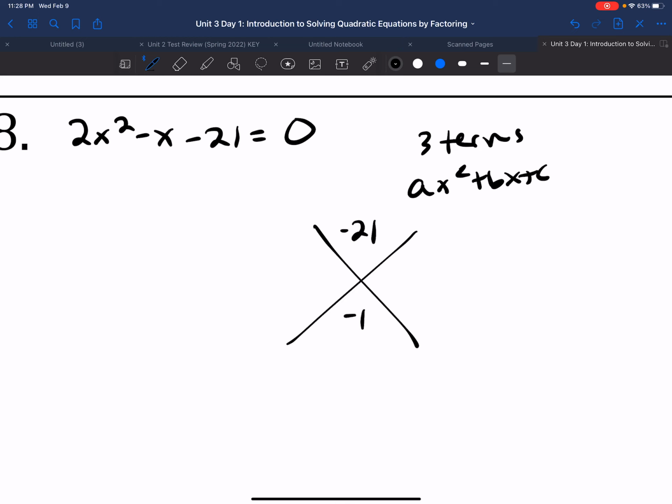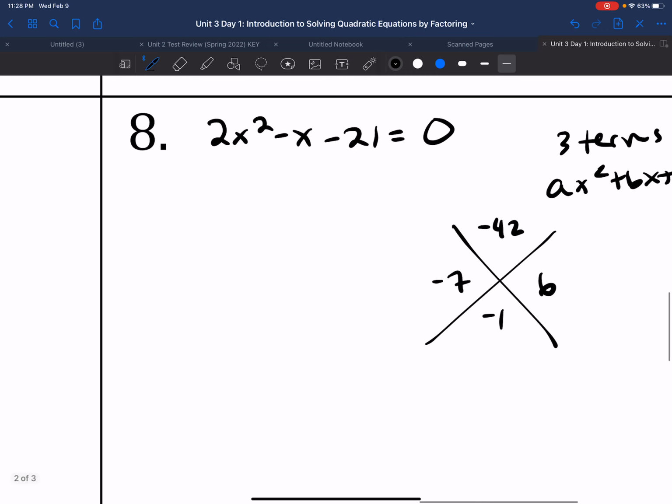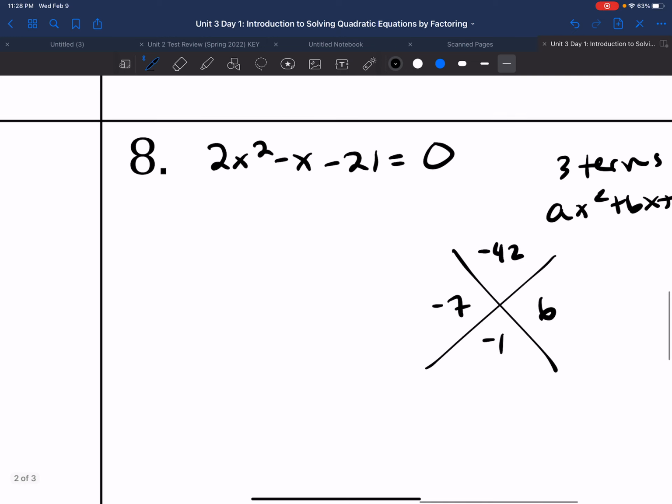And I'm thinking, let's see, negative... Oh, whoa, no. This is wrong. Because this is negative 21 times 2. So that's just going to be negative 42. And then negative 7 and 6 are good. So I write x minus 7 times x plus 6.